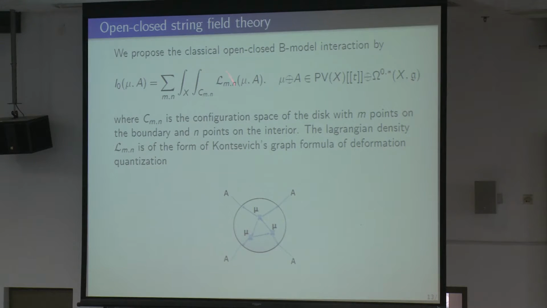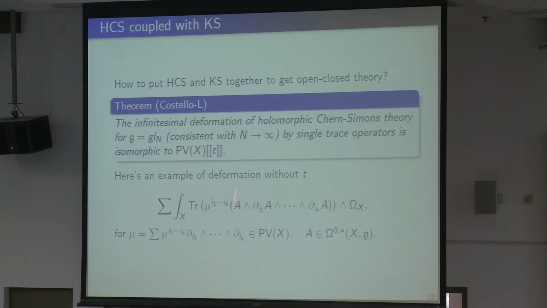It's a very expensive formula, but this C_{n,m} means the configuration space of the disk with n points on the boundary and m points on the interior. So this is a picture. I draw a disk, and I put my closed string sector inside in the interior, and put the connection on the boundary. The way we write down this interaction is actually the same thing as the Kontsevich graph formula for deformation quantization. But the idea is that first, with this configuration, we can associate something. For example, every mu is a polyvector, meaning it contains many vector fields. So it's a lot of derivations you can do. And you apply these derivations to the boundary, acting on these A's. In the previous slides, this is roughly what it looked like, but it can be more general.